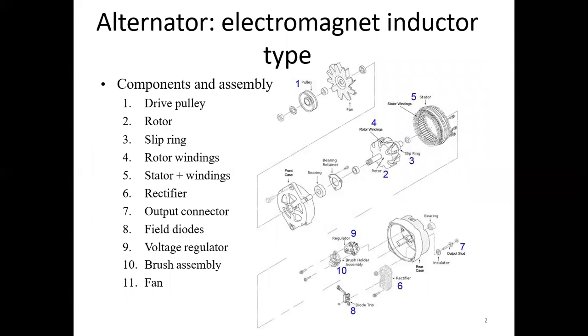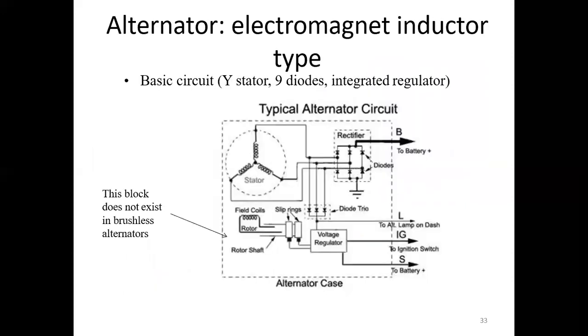This is another type of electromagnetic alternator. Here they have the same concept: drive pulley, fan, slip ring, rotor windings, rectifier, output connector, brush assembly, and the fan on the output side. So this is the basic model of the electromagnetic inductor type.